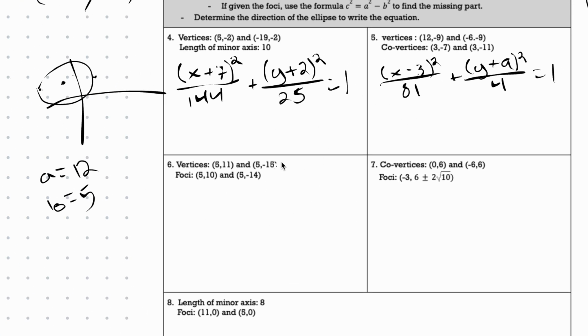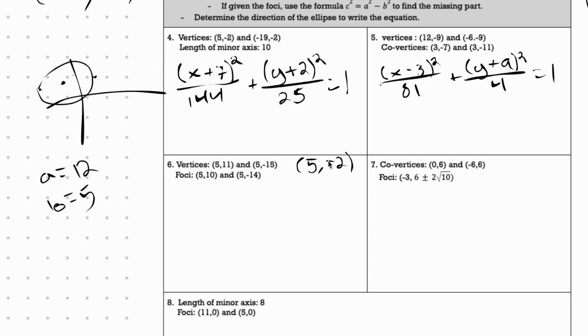Down here, first what I would do is find the midpoint between our vertices. Our x value is 5 for both points, so we're just going to keep it as 5. And the midpoint between 11 and negative 15, I'm just going to do it in my head. I'm going to add 11 plus negative 15. We get negative 4 divided by 2 is negative 2, right? We're just using that midpoint formula. And so now this is our center.